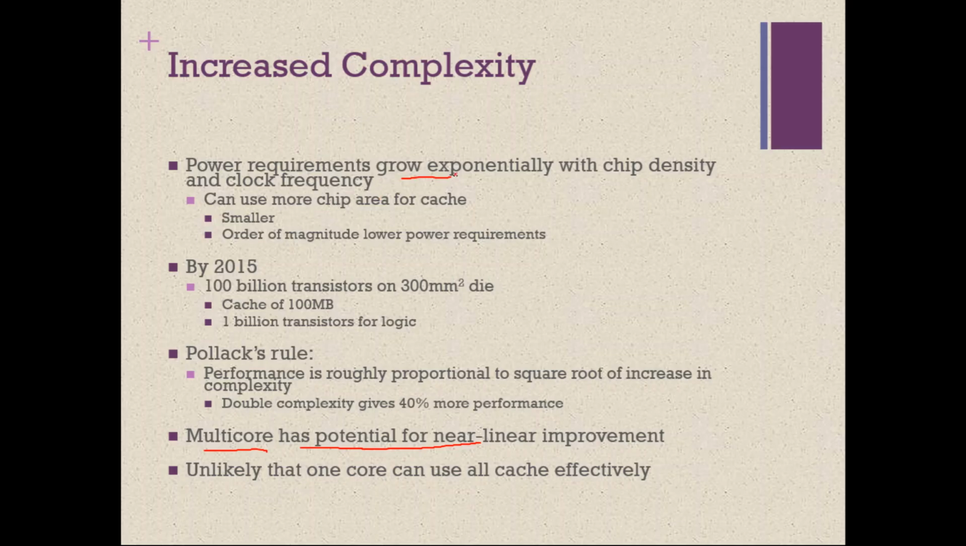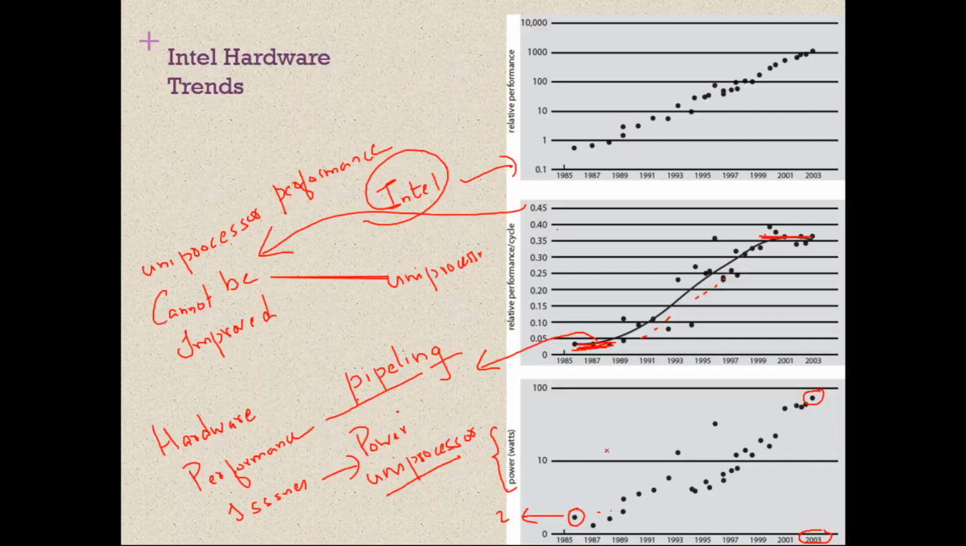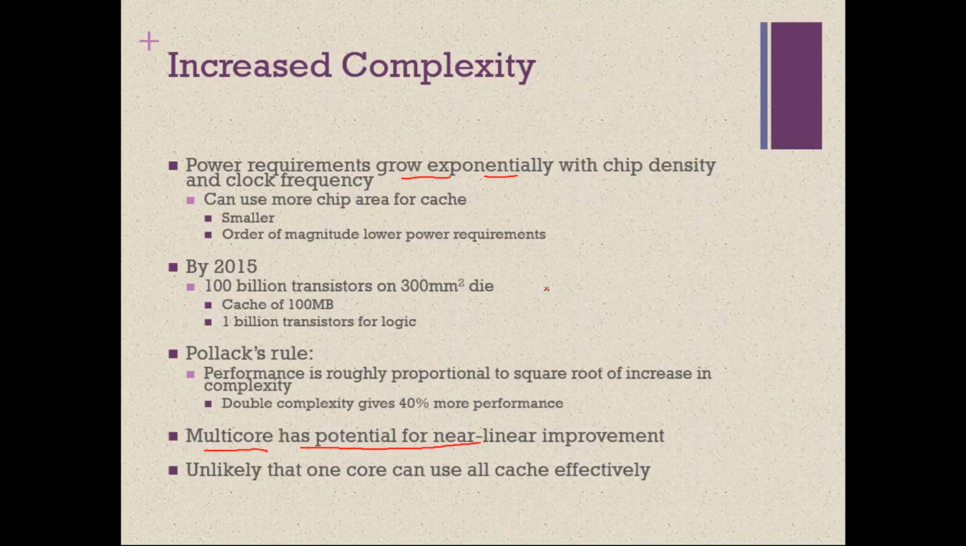In this graph, what we have discussed with the uniprocessor system is that the power requirement is increasing. So the question is, is there any way to reduce the power requirement further? That is the question. And the answer is yes, there is a way to reduce the power requirement.